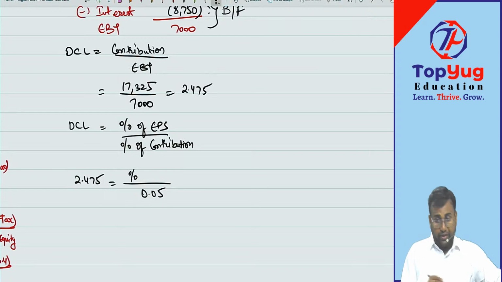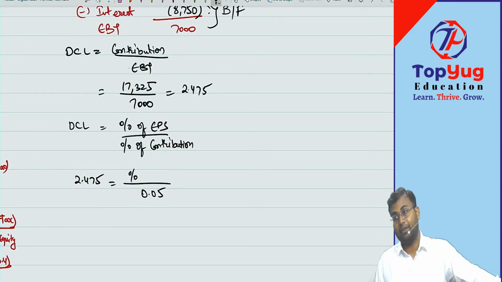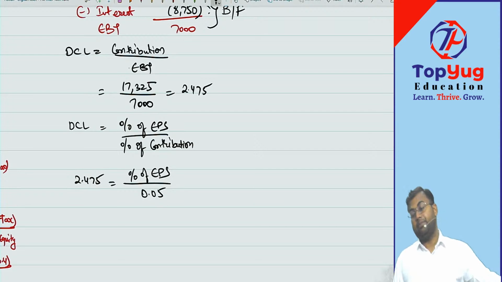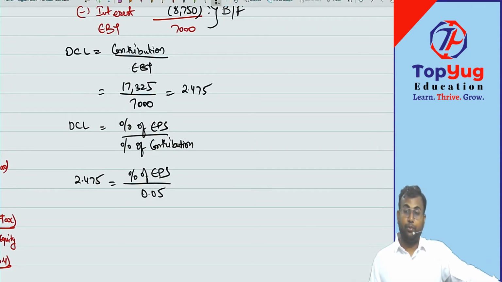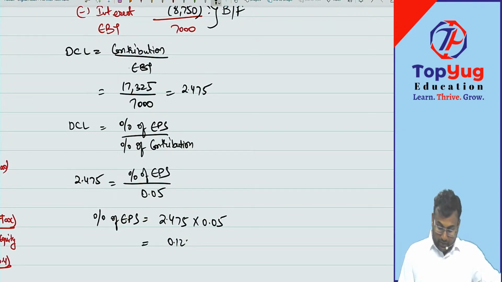Then I will not get into details of calculating EPS because the number of outstanding shares is not given. So I cannot find out my EPS, so I will straight away write that the percentage change of EPS will be the same as the percentage change in EBT, provided there is no increase in the number of shares and no increase in taxes. So my percentage change of EPS would be 2.475 into 0.05, that is 0.12375, that is nothing but 12 point.